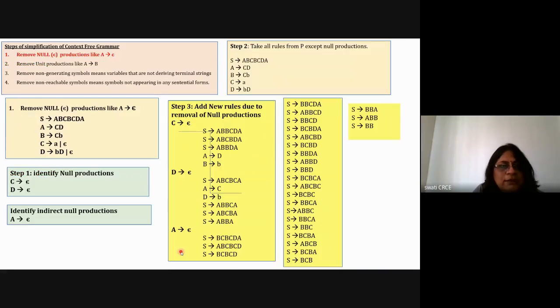Now solve the next problem. This is the problem of removal of null productions. Again, the first problem, removal of null productions. Actually there is no animation done here. I'll do the animation.